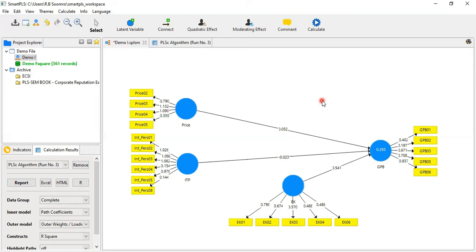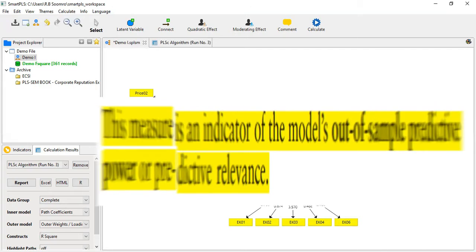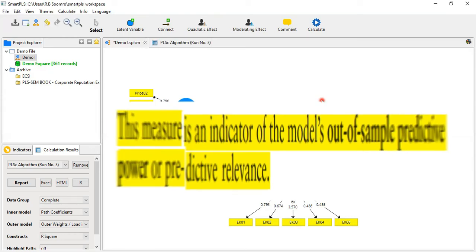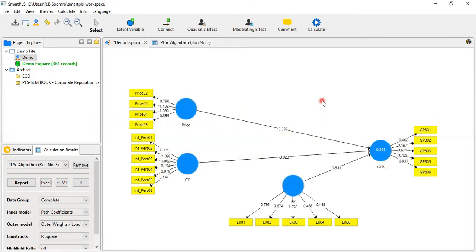What is the benefit of the Q square? This measure is an indicator of the model's out-of-sample predictive power, or predictive relevance. Basically, dear friends, the job of Smart PLS is to increase the predictive power, up to what level this model is predicting. So that's why it focuses on maximizing the R square.